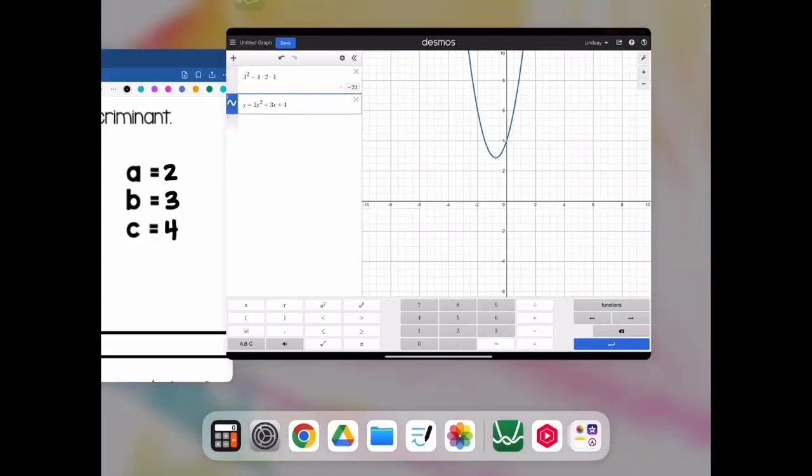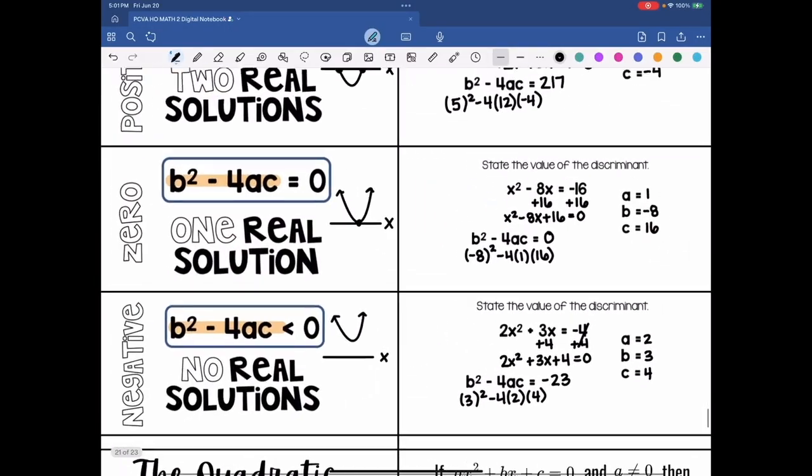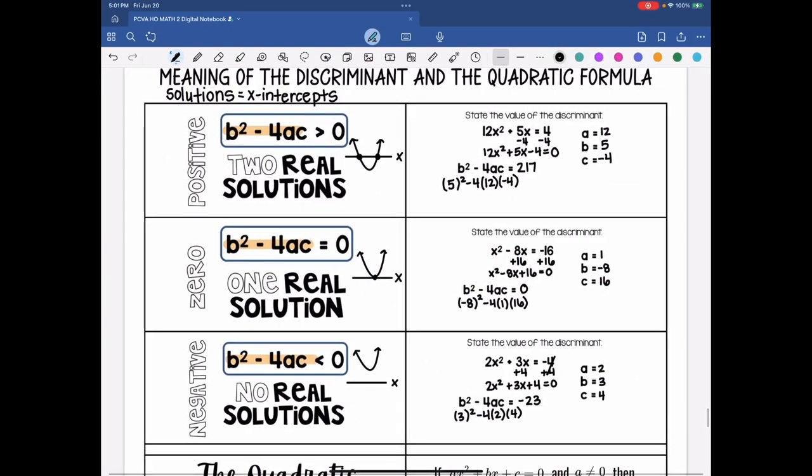So the cases that you need to remember is if my discriminant is greater than 0, it's two real solutions. If my discriminant equals 0, it's one real solution. And if it's less than 0, that's negative, so it's no real solutions, because technically it's going to come out to have an imaginary number.